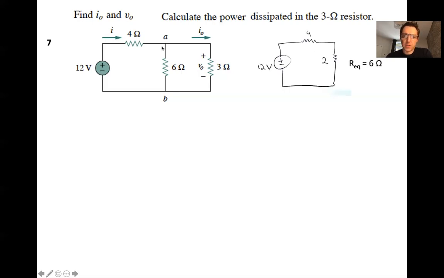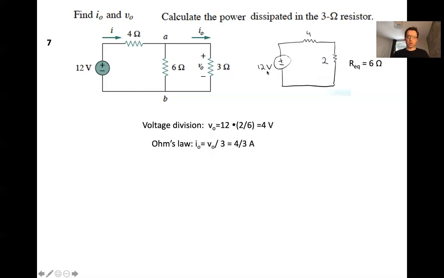Right? So you have the 12-volt battery, the 4 ohm resistor here, and the 2 ohm resistor, which is really representing these two resistors in parallel. Right, so the equivalent resistance of the circuit is 4 plus 2, which is equal to 6. And so what that means is the total current that's flowing through the circuit is 12 divided by 6, which is 2 amps.